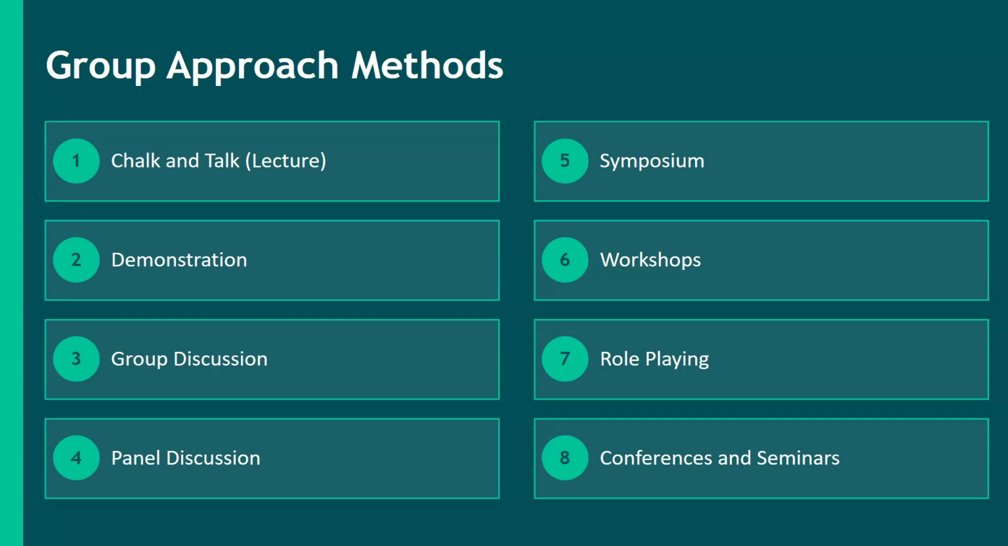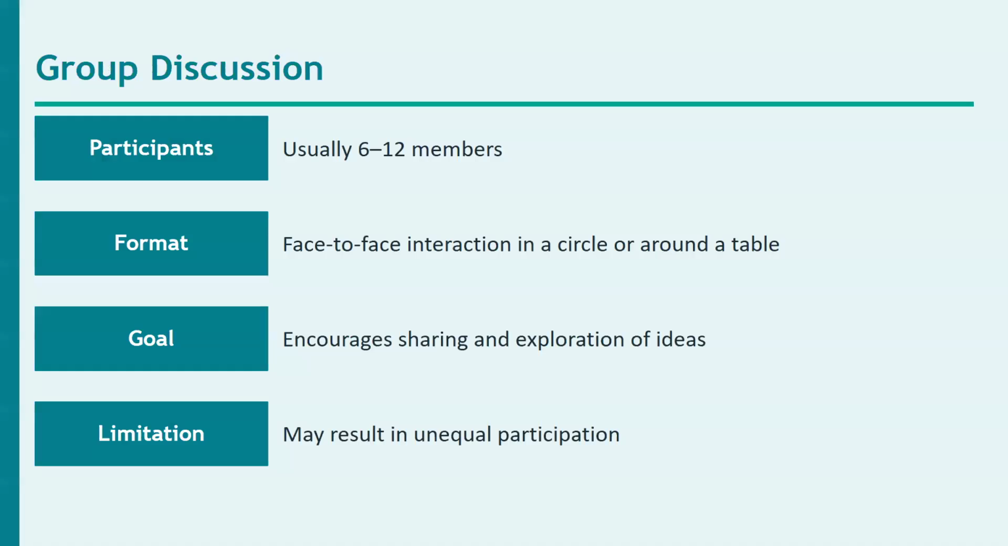Health education can be done using different approaches. Like we can have a mass approach and a group approach and then individual approach. If we have adopted the group approach, then we have these eight different methods for the group approach. The chalk and talk means the lecture method. Demonstration means people learn by doing or by seeing the things. Then group discussion, panel discussion, symposium, workshops, role playing, conferences, and seminars.